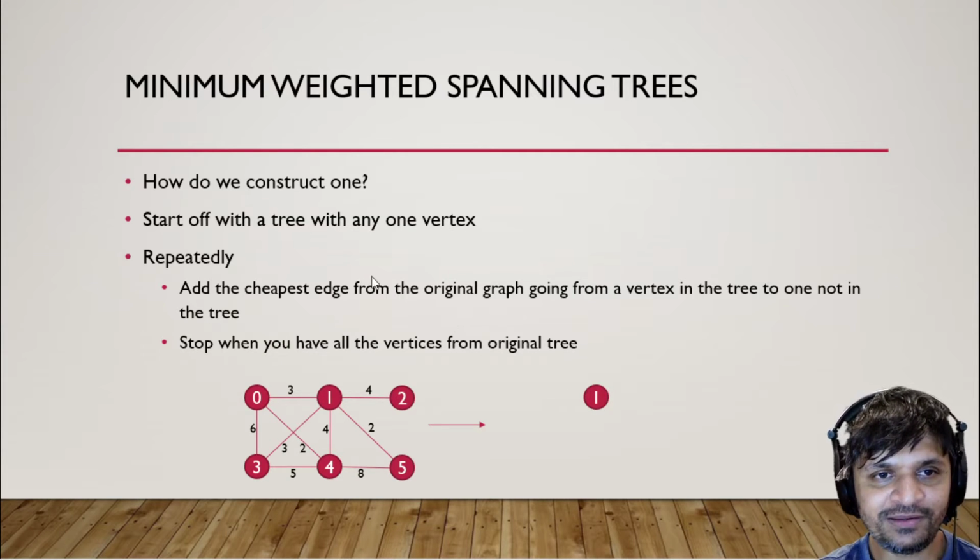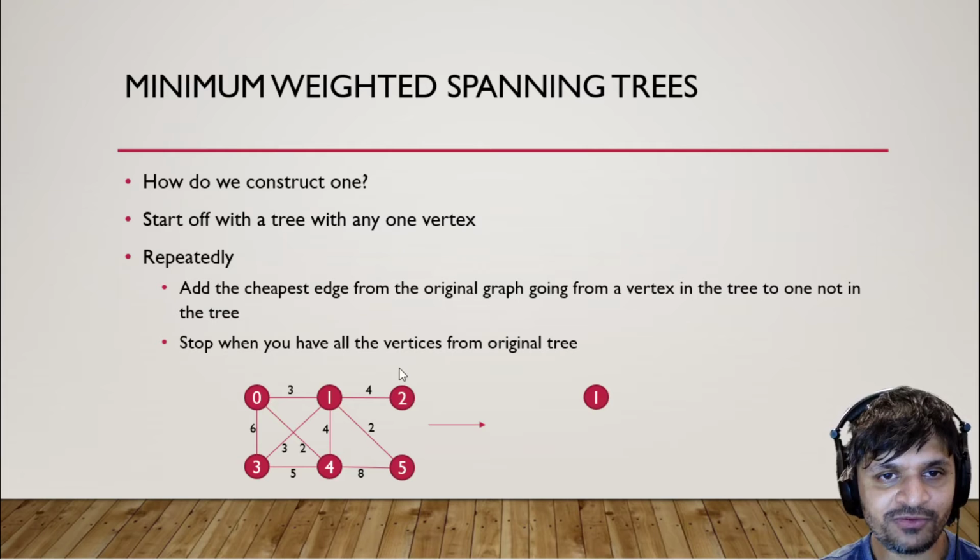Then repeatedly add the cheapest edge from the original graph that goes from a vertex that's in the tree to another vertex that's not in the tree. Okay? And you just keep doing that, and you stop whenever you have all the vertices from the original graph. So that's why it's straightforward.